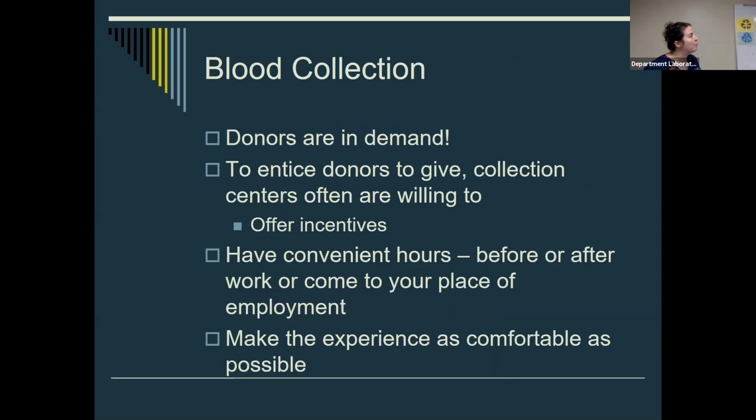All right, so let's talk about the process of blood collection. Donors are always in need, so I encourage you all to do your civic duty, donate blood, save lives. All right. And there are some requirements, of course, that we're going to talk about: your hemoglobin, hematocrit, your weight, your temperature, your pulse, your blood pressure.